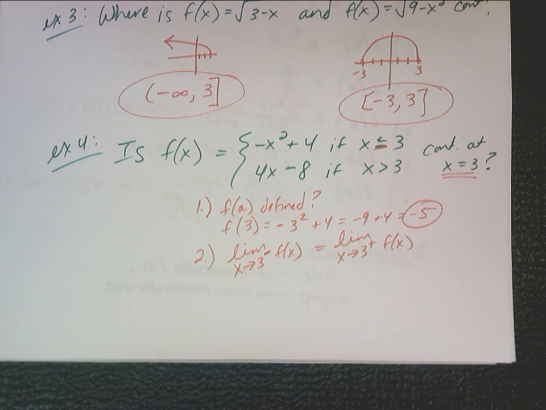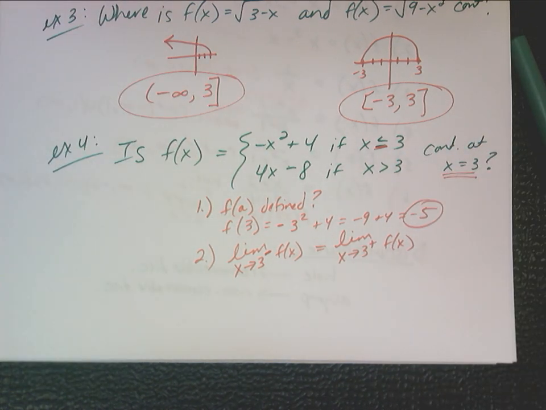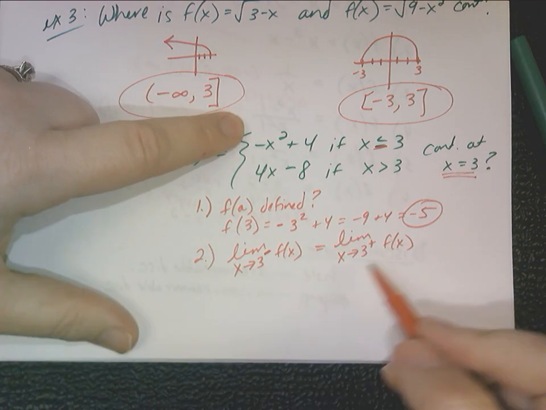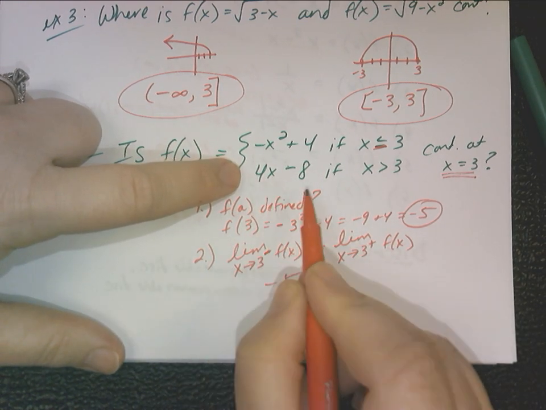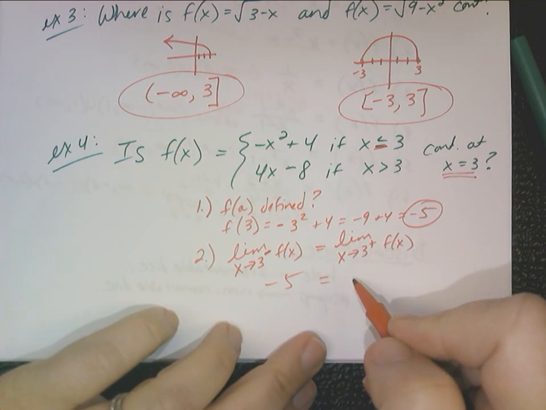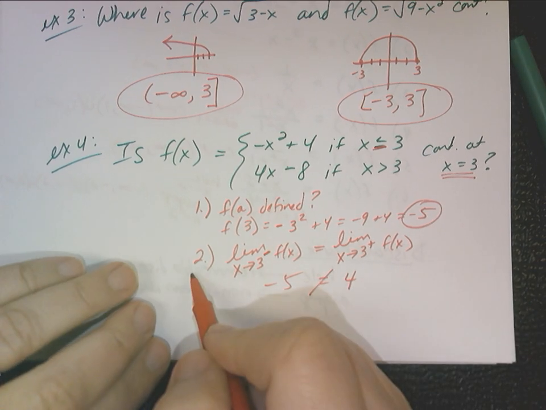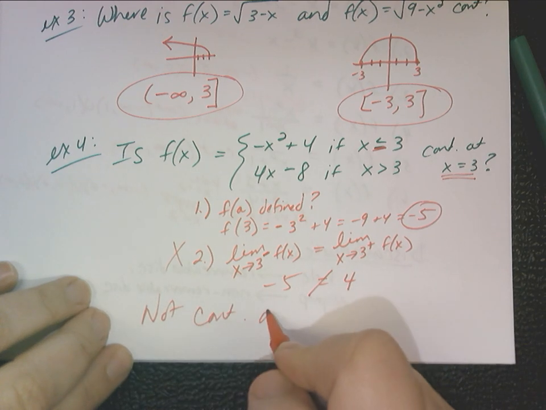Well, what does that mean in a piecewise? Well, which one of these pieces would be left, less, and which one of these pieces would be right? Top would be left. And didn't we already get an answer for the top when we plugged in 3? We got negative 5. Well, what if we plugged 3 now into the right side, which is the bottom? I get 4. Are those the same? Did I just pass test 2? So it is not continuous at x equals 3.